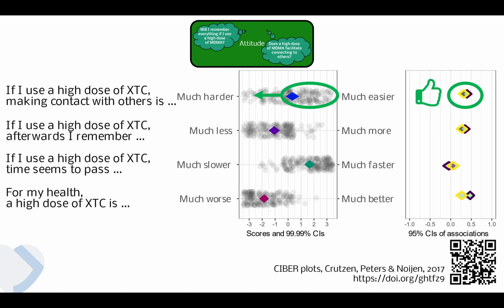If we want to prevent people from using a high dose, that would mean we would have to move the people on the right side of the left plot to the left side of the left plot, because then their intention will decrease. On the other hand, at the bottom, you see that the belief that a high dose is less good for your health also correlates positively. But everybody already believes that it's negative for your health, so we can't move people. So we wouldn't select it for an intervention.